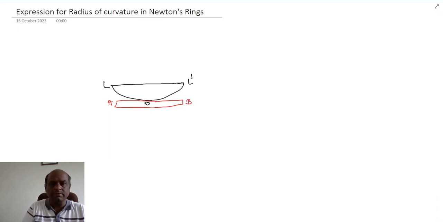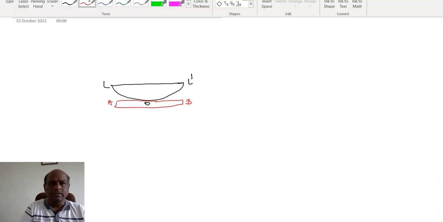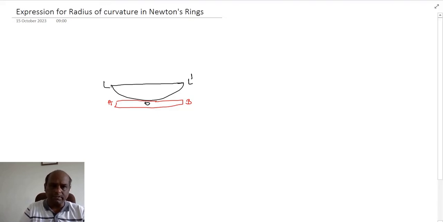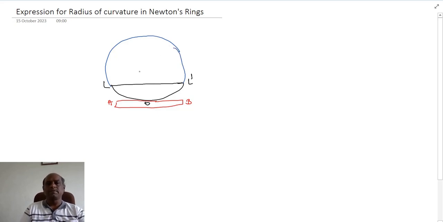And this plano-convex lens is a part of a spherical object. So this is the sphere. We have taken this plano-convex lens from this spherical object. C is the center, and the radius of this is capital R. So from C to this is also capital R.